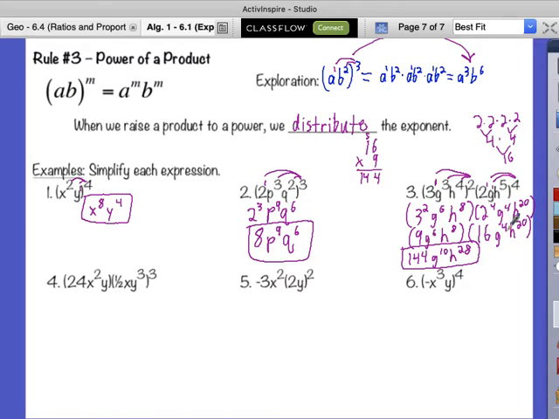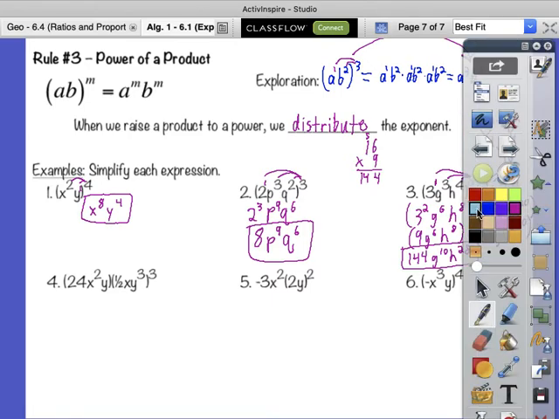g to the 6th and g to the 4th are multiplying, but because they're the same base, we add the exponents. h to the 8th and h to the 20th are multiplying, but because they're the same base, we add those exponents. Okay? We have 144, h to the 8th plus 20 is 28th. Okay, got it.